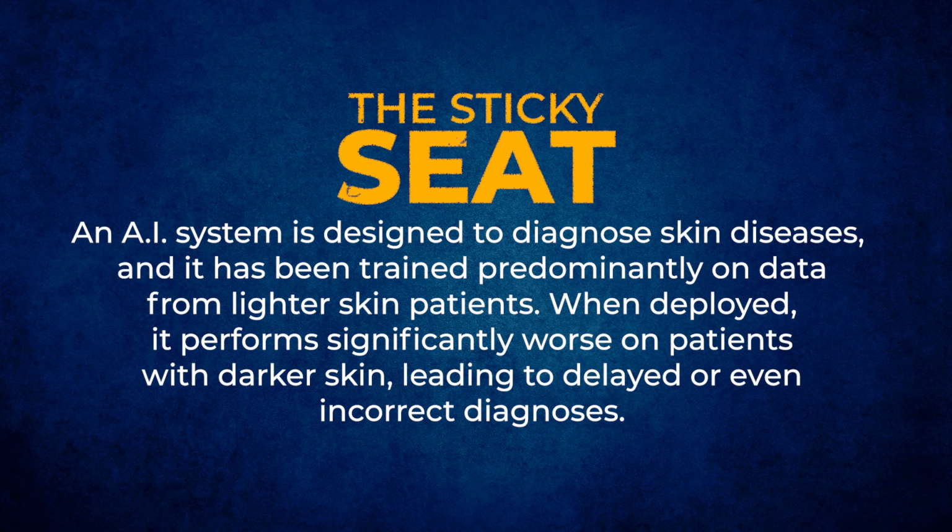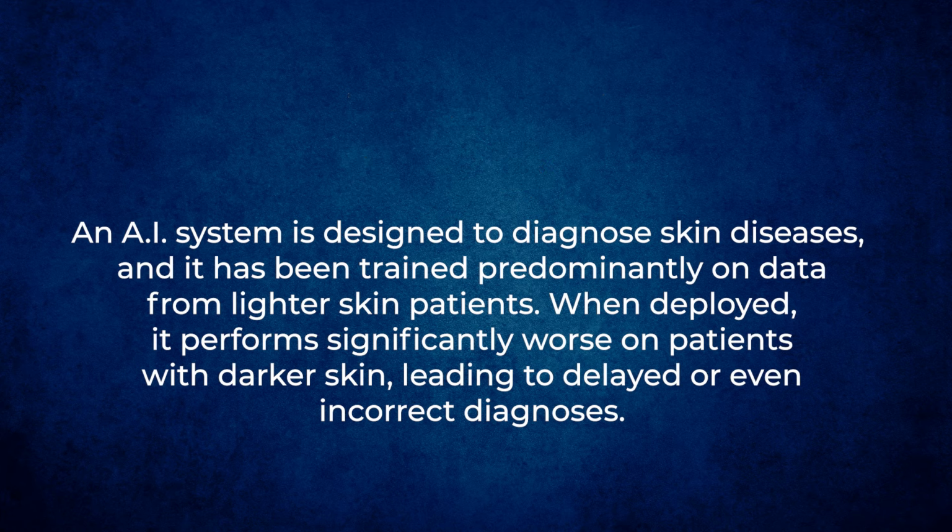An AI system is designed to diagnose skin diseases, and it has been trained predominantly on data from lighter-skinned patients. So when deployed, it performs significantly worse on patients with darker skin, leading to delayed or even incorrect diagnoses. How would you think about addressing this particular bias in AI tools?